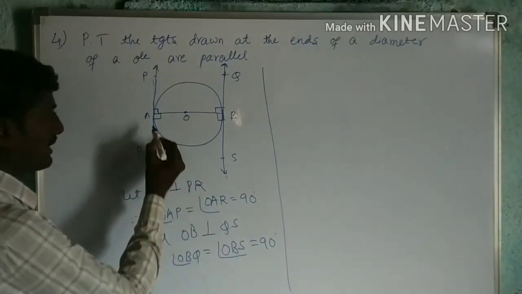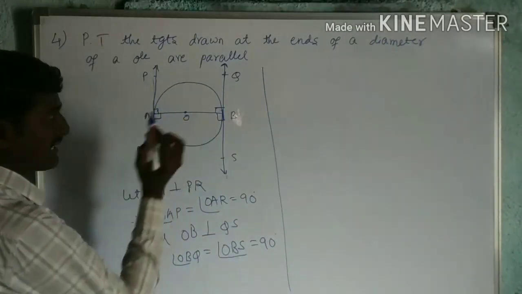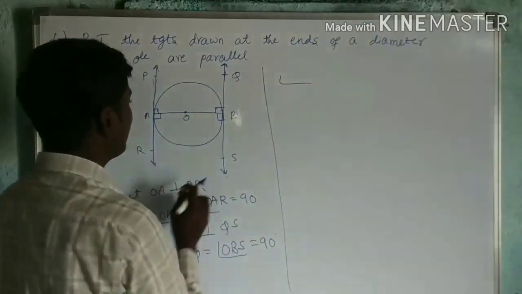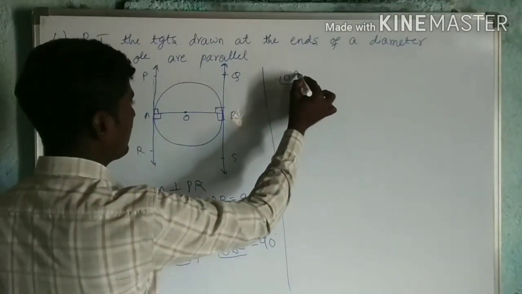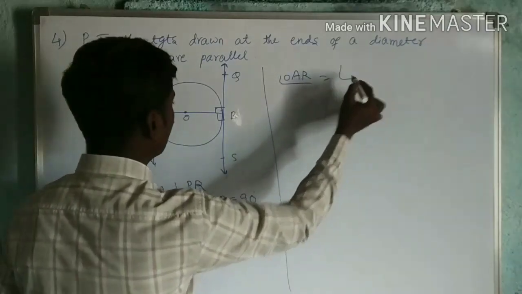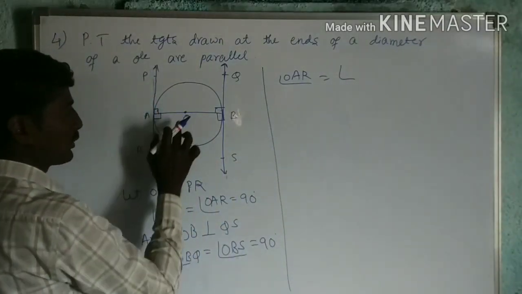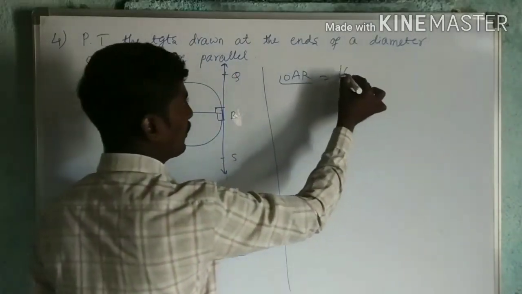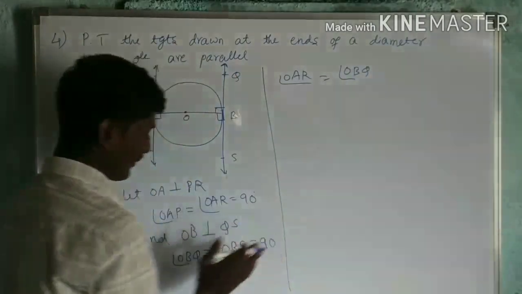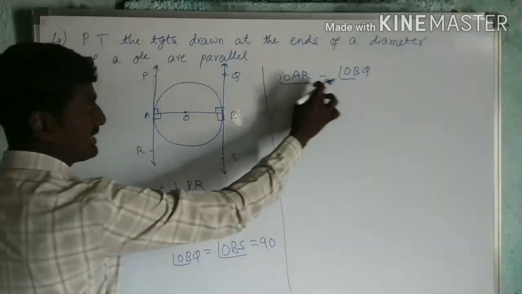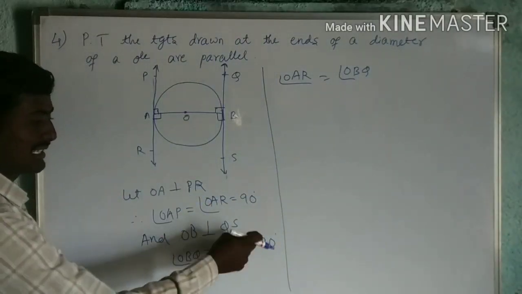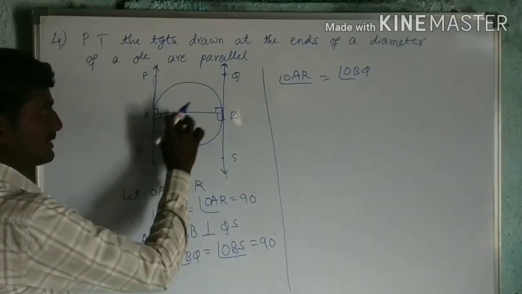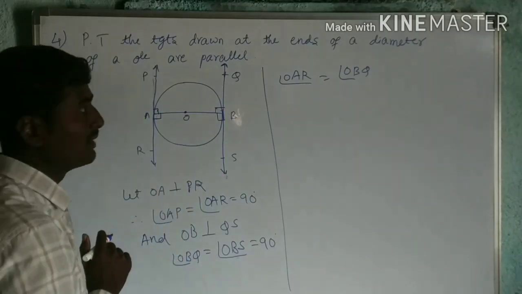Now we'll take these two angles. This angle and this angle are equal. Can I write? Angle OAR is equal to OBQ. From these conditions, I can write these two are equal because all the angles are equal to 90 degrees. So I can write these two angles are equal.